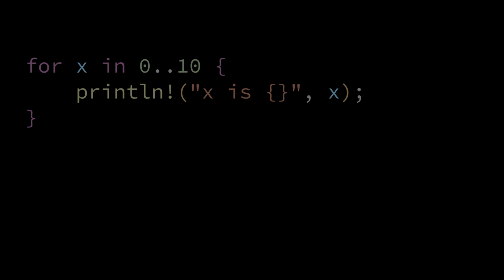And finally we come to for loops. For x in 0..10. This loop prints the numbers from 0 through 9. 0..10 is a half-open range that includes 0 and does not include 10. If I also want to include 10, I can instead use a closed range expression. With 0..=10, this now prints 0 through 10 inclusive.